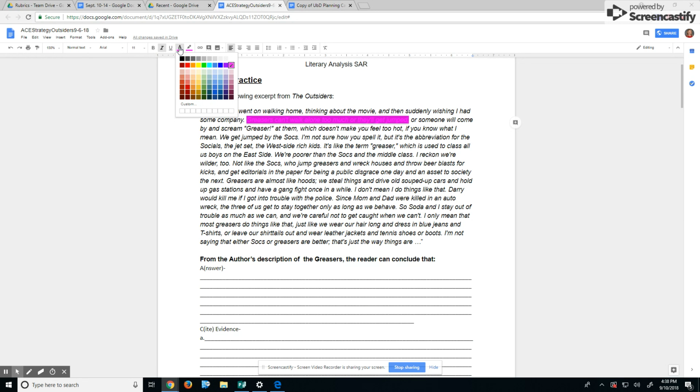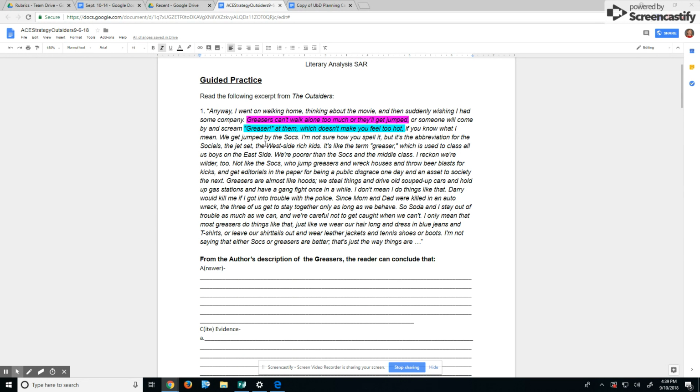Hold on a second. If you use Google Docs, here's a good little tip for you. "So greasers can't walk alone too much or they'll get jumped, or someone will come by and scream greaser at them, which doesn't make you feel too hot." So I'm going to go ahead and highlight this as well, because we can see from here that people use the word greaser as something negative and a put down, and it doesn't make them feel too hot.